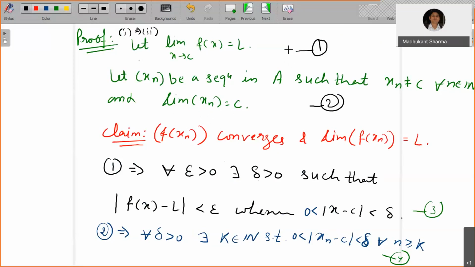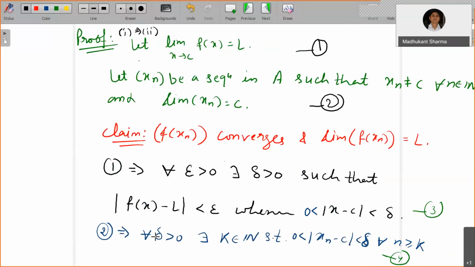Now, the first equation implies what? The definition of the limit. For a given epsilon, there exists delta such that mod f of x minus L is less than epsilon whenever 0 is less than mod x minus c less than delta. Let's call it number 3. Now, use the definition 2 here, use equation 2 here, that the limit of xn equals c.